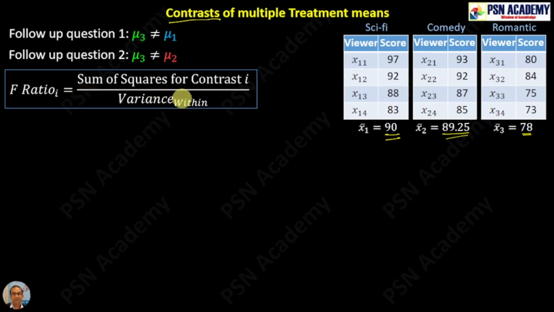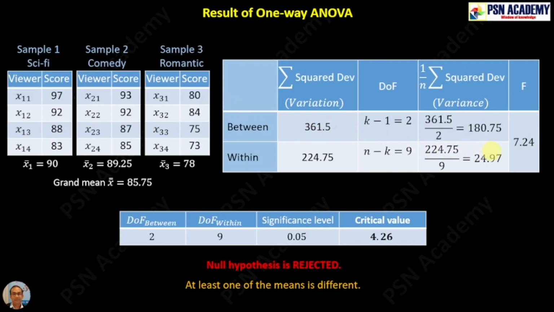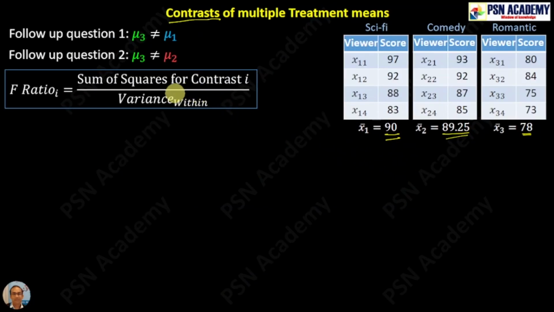Now, see the denominator first. Variance within is available in the ANOVA table. Here you go. The variance within is 24.97. But the numerator is unknown to us: the sum of squares for contrast i. That means we have to know what is contrast. We have to determine the contrast, then go for the sum of squares for contrasts, right?